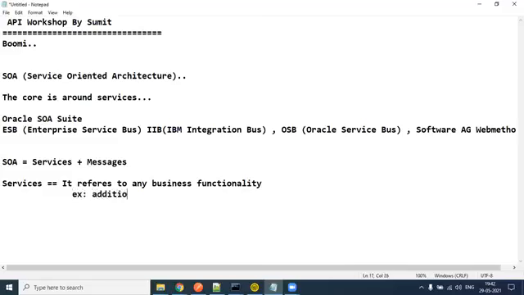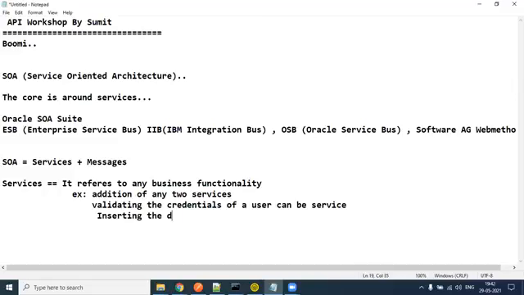For example, addition of two numbers can be a service, or validating the credentials of a user can be a service, or inserting data into a data source can be a service. Likewise, there can be many services. These services cater to certain business functionalities.